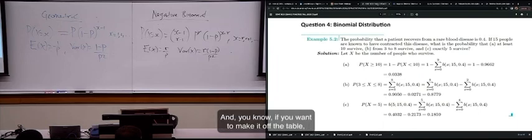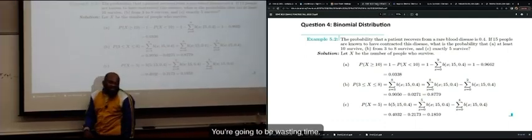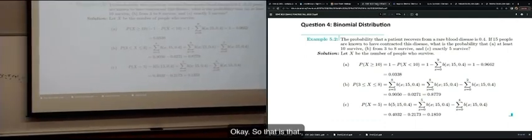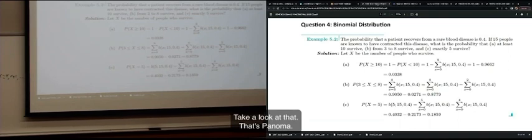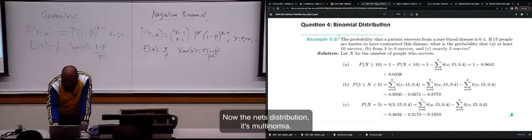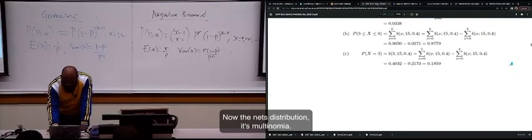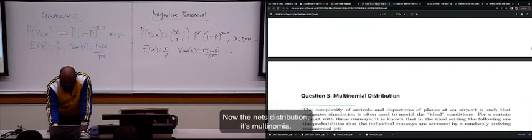And if you want to make use of the table in your textbook, you're going to be wasting time. Okay, so that is that. Take a look at that. That's binomial. Now, the next distribution is multinomial.